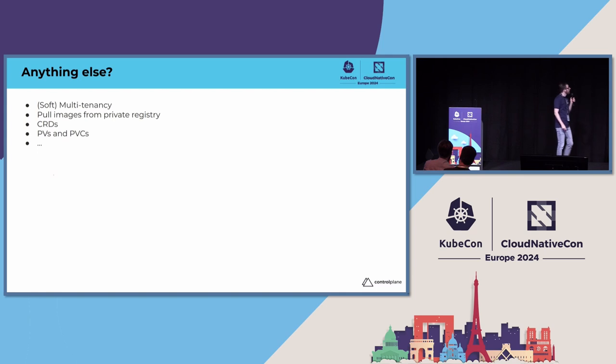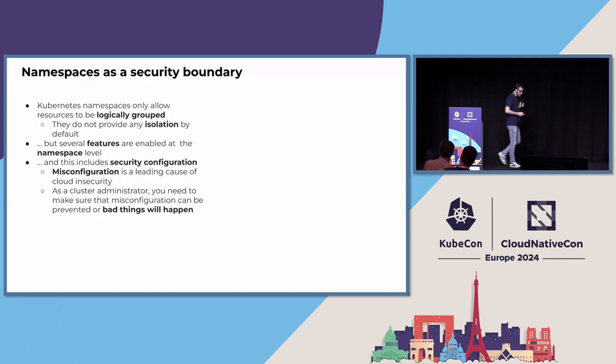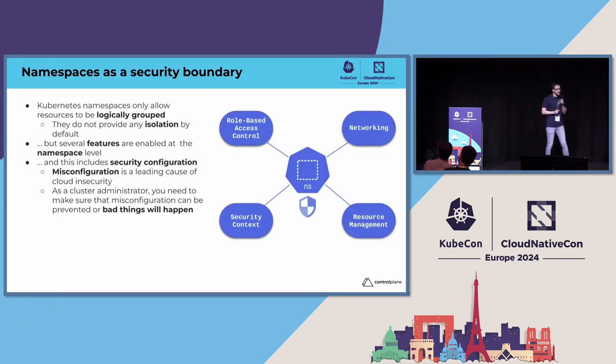One final example is PVs and PVCs, which is kind of interesting because persistent volumes are global, but persistent volume claims are namespaced. So you can effectively end up with some other application getting hold of a PV because a PVC gets deployed before the one you were going to deploy. So there are a lot of considerations here, right?